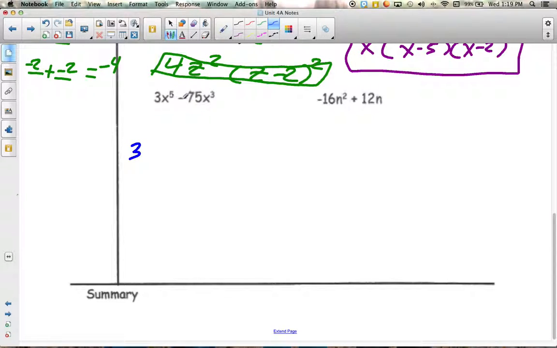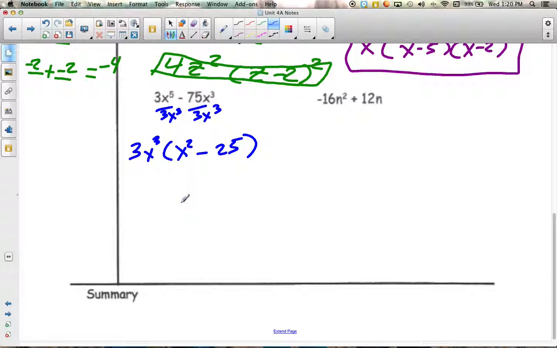If you look at the terms and the variable part, I have an x to the fifth, x to the third. So each term has at least 3 x's, so I'm going to take out an x to the third. So when you divide each term by the greatest common factor, you will end up with x squared minus 25.